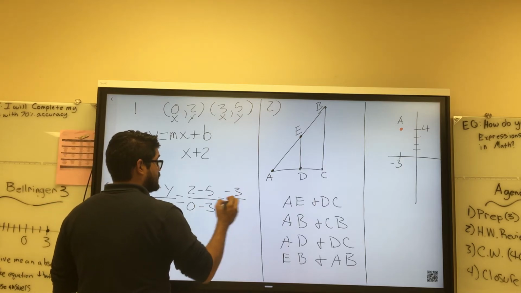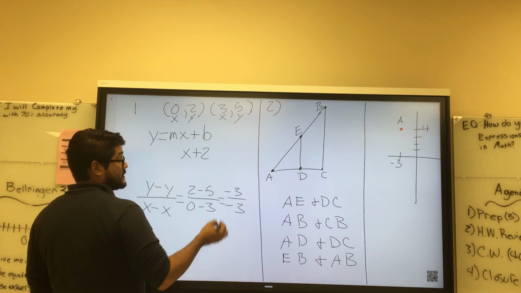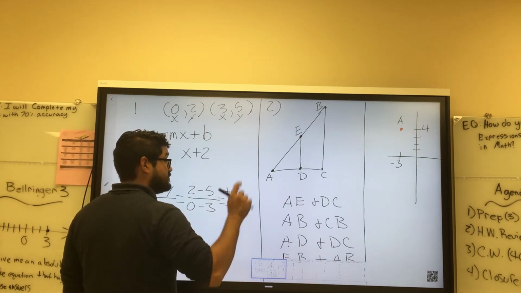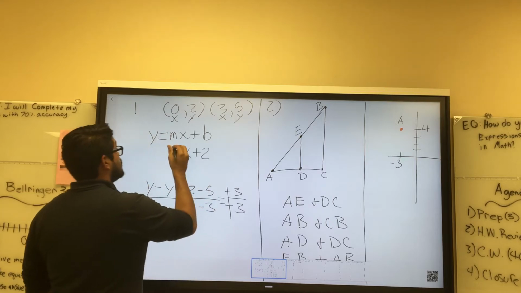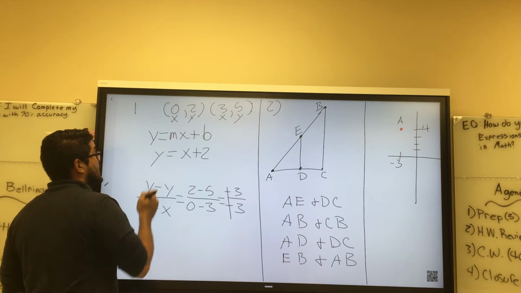This is going to give us -3. This is also going to give us -3, which means the slope is positive. And what's 3 divided by 3? 1. So 1x is really just written as x, so y equals x.